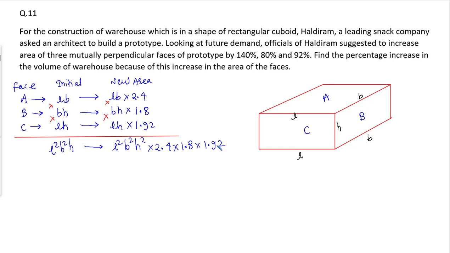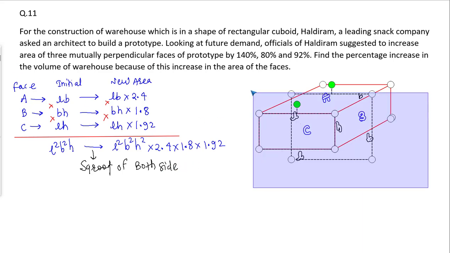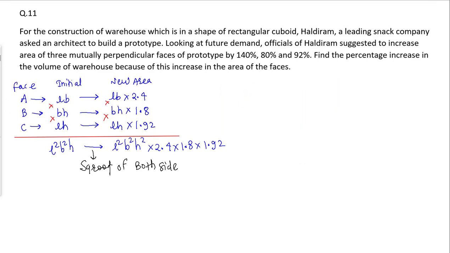As we are interested in volume, and the volume of a cuboid is L into B into H, to find the value of L into B into H, we need to take the square root of both sides. Now there is no need of this prototype, so I will delete this part of the calculation. Now let's find the square root.